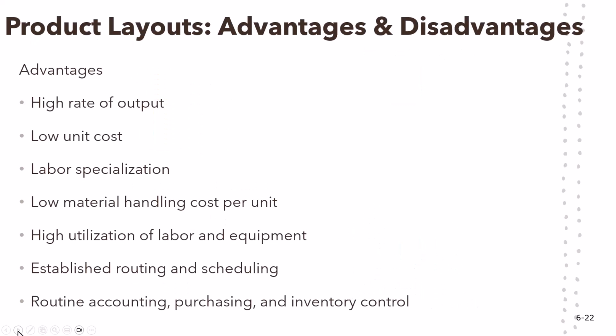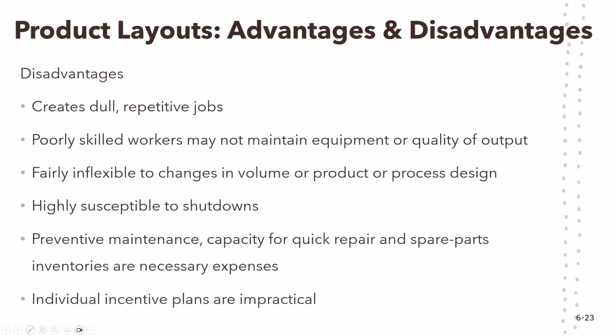So some advantages of product layout strategy: high rate of output because it can just run non-stop, low unit costs, labor specialization, low material handling costs per unit, high utilization of labor and equipment. Disadvantage is people can get bored just running the same thing over and over, right? It's not very challenging. Poorly skilled workers may not maintain equipment or quality of the output.